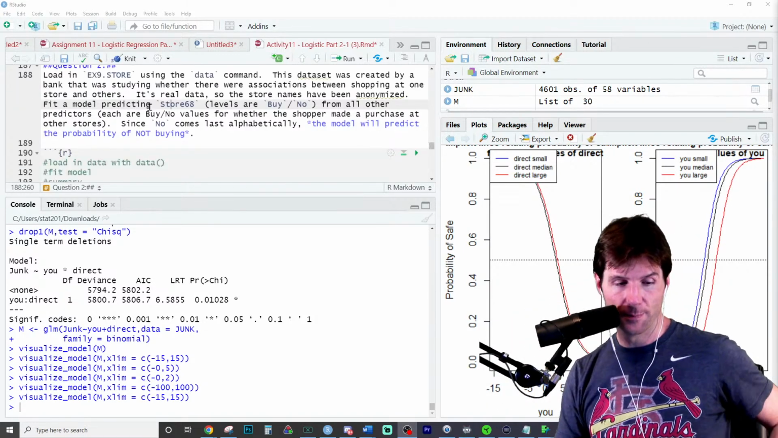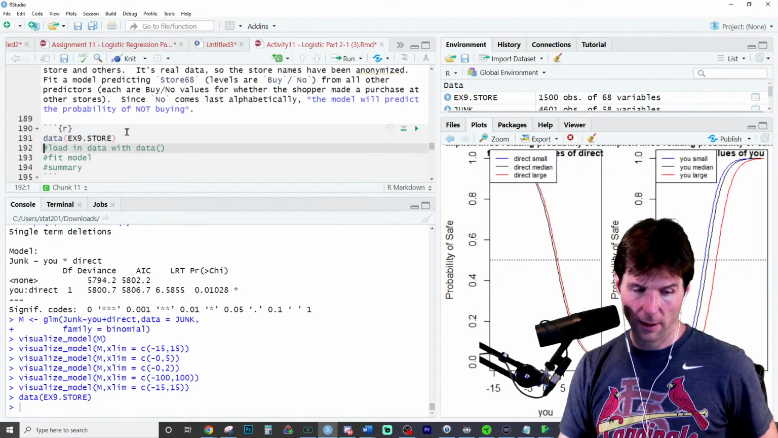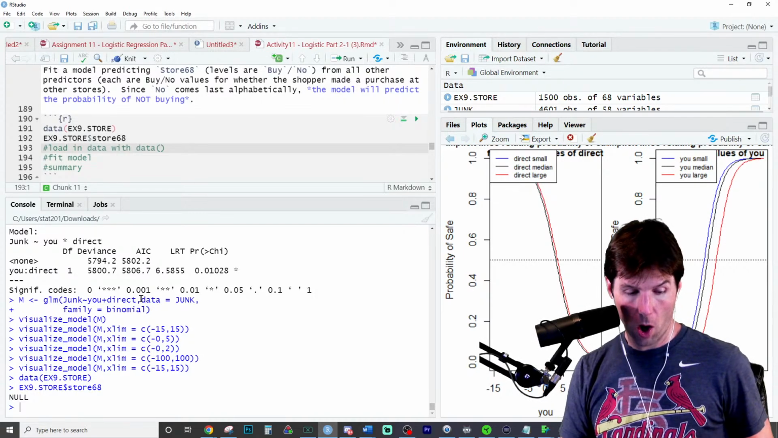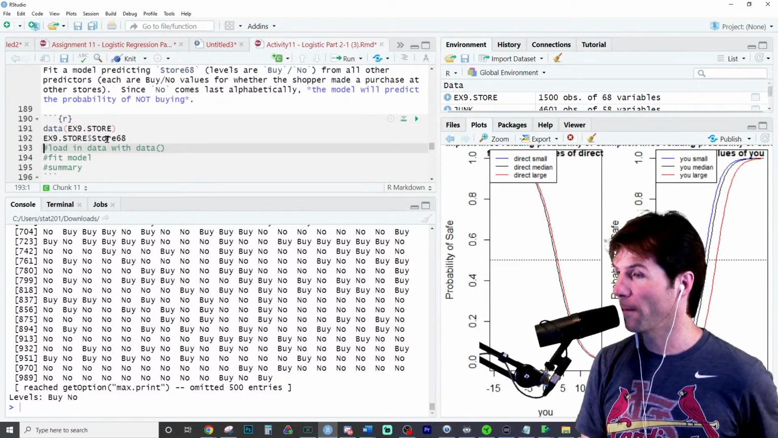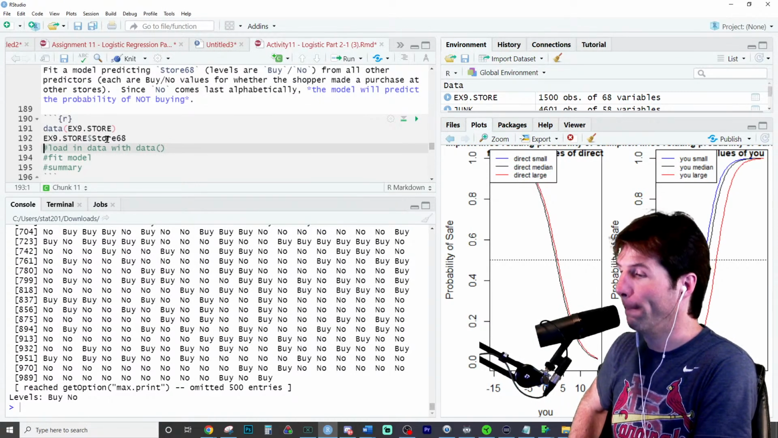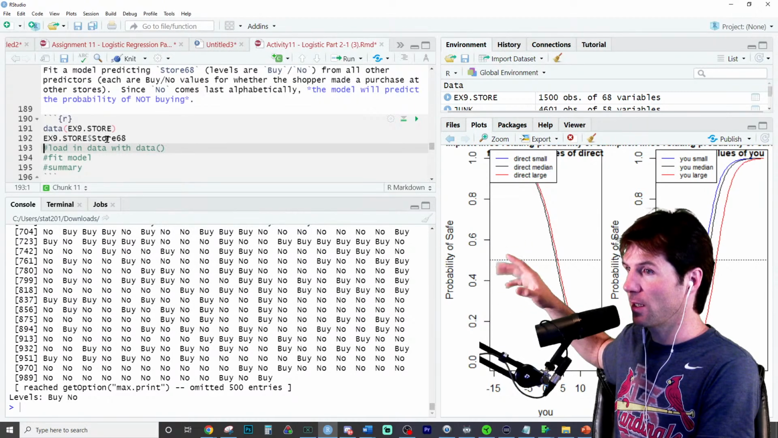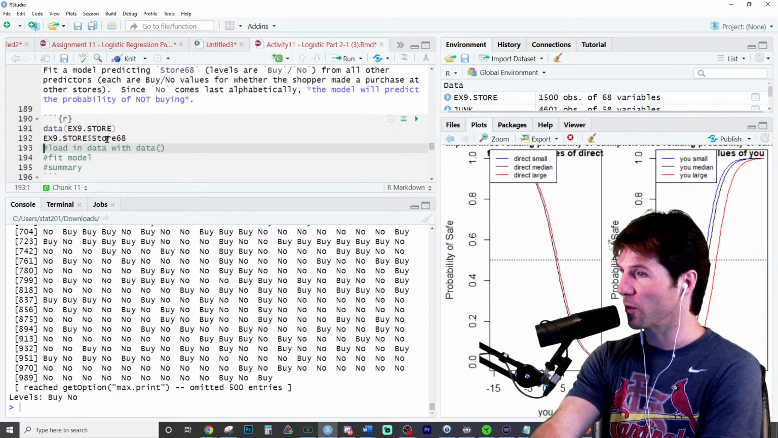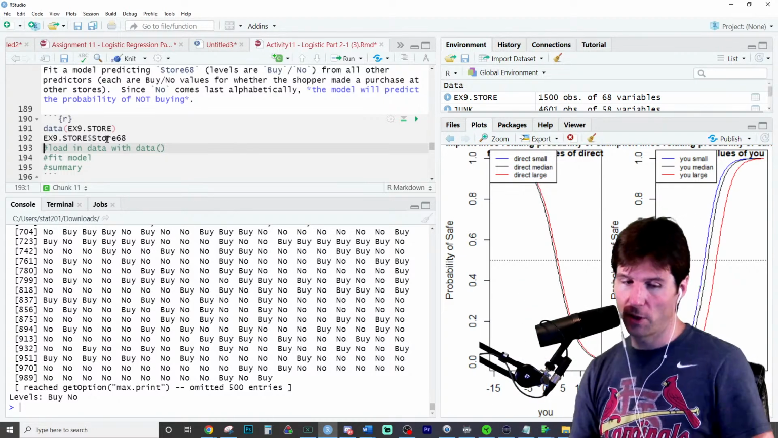And it's confusing. We are predicting no because of the way the data is coded. Store 68, right? The reason we are predicting no is because, in logistic, the level of interest is what? When you have buy and no, no is last alphabetically. Exactly. So in logistic, the level of interest is last. And don't worry, it's just good practice, and you'll see it when you make the model.